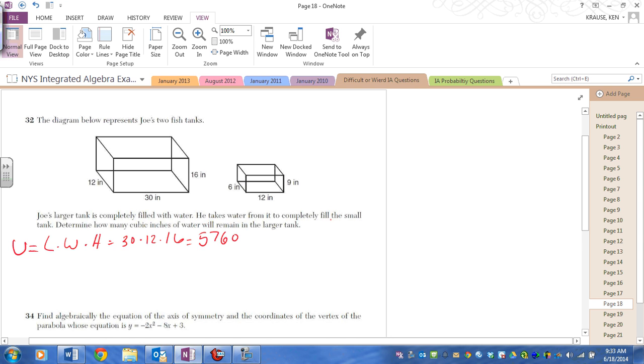He takes water from it to completely fill the small tank. So we've got to find the volume of the small tank. Length times width times height: 6 times 12 times 9.